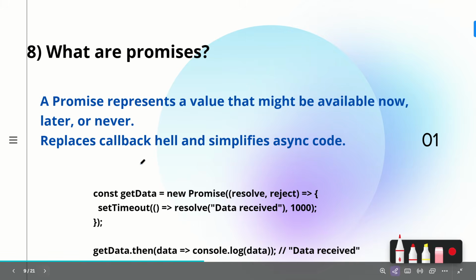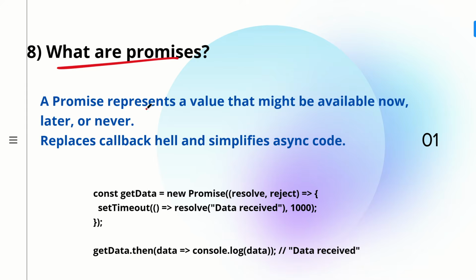Let's see our eighth question now. Eighth question is, what are promises? So promises, they represent a value that might be available now or later or never. So it is like promising that in future your value might come, it will be either fulfilled or it will get rejected. So that is called as promise.